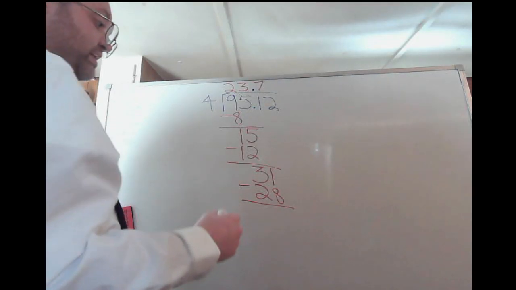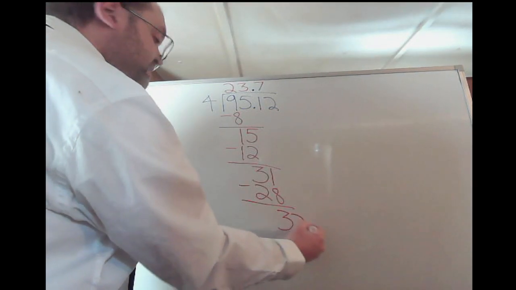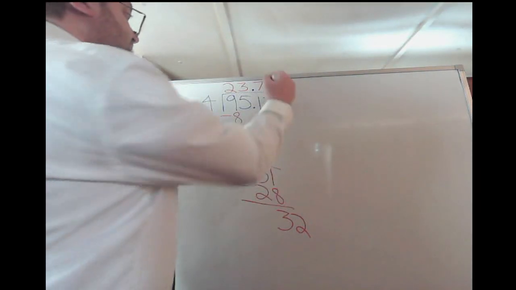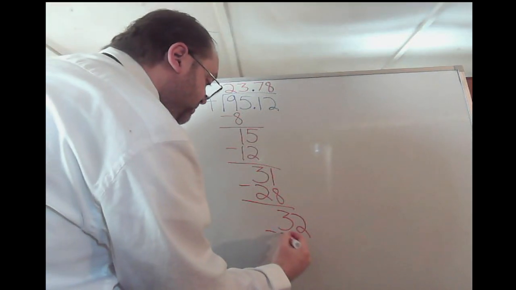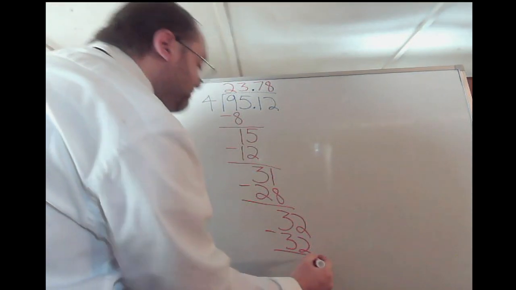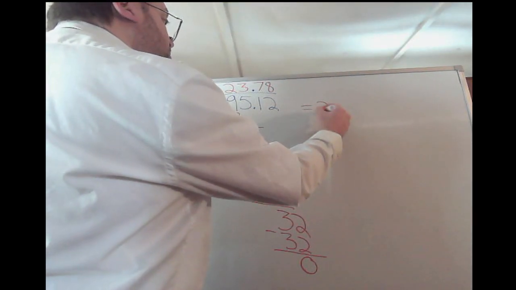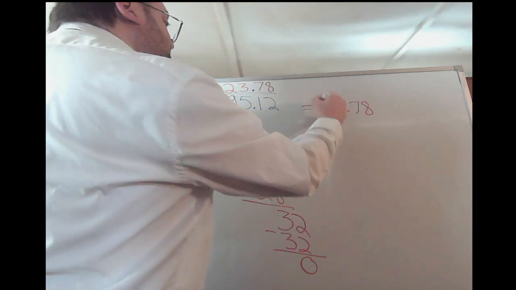Alright, 31 minus 28, that's going to be 3. Bring down your 2 from the dividend. And then 4 goes into 32 how many times? 8 times. 8 times 4, that's going to be 32. 32 minus 32, well that's 0. So the answer you should end up getting here is 23.78. That would be your answer to this equation.